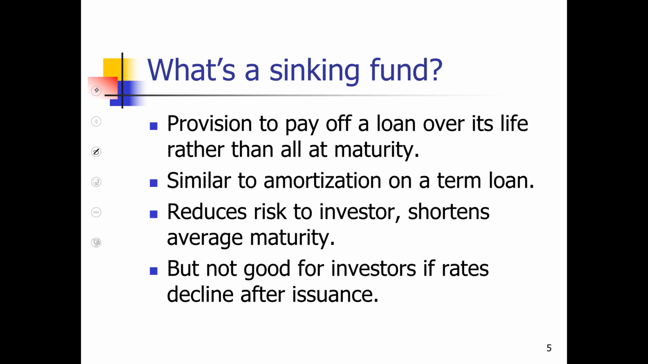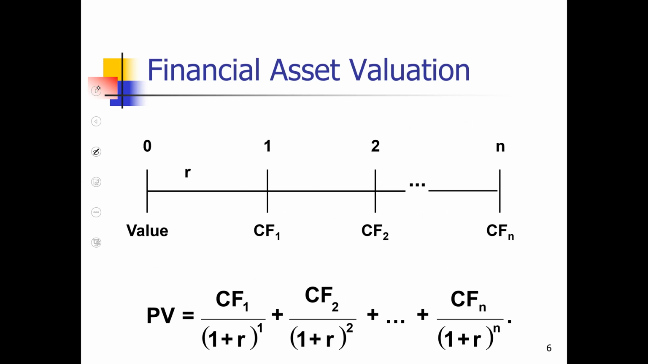Then what is called a sinking fund? Without wasting time, please go through the content, then you can identify it. It is a provision to pay off a loan over its life rather than all at maturity, known as a sinking fund. It looks like the amortization of a term loan that you may practice. That reduces the risk to the investor, as they receive the principal amount in installments. But in some cases, interest rates decline, and in that scenario it may not be good from the investors' view.